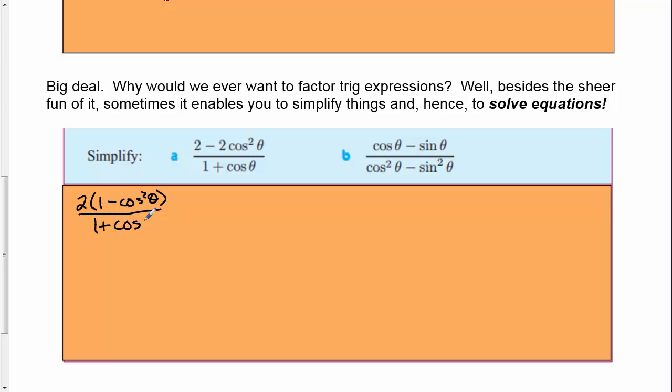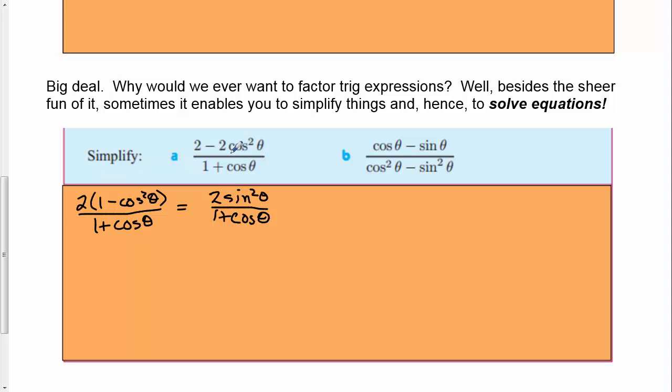And then we can see that the top, that 1 minus cosine squared, is sine squared, so we could write this as 2 sine squared theta over 1 plus cosine theta, right? We could go this way. But this isn't really a lot simpler. It's still got sines, cosines, it's got squares. In fact, one might argue that this one's simpler because it only has cosines. So there's some judgment to be made here about what direction we want to go that we really consider simpler.